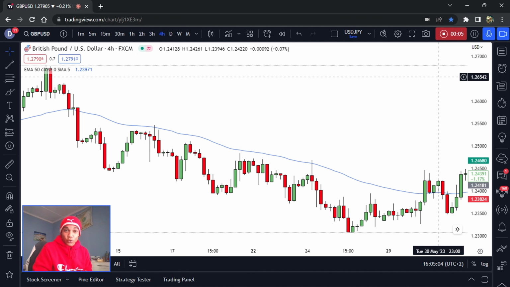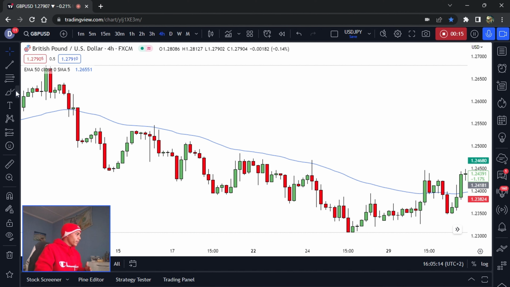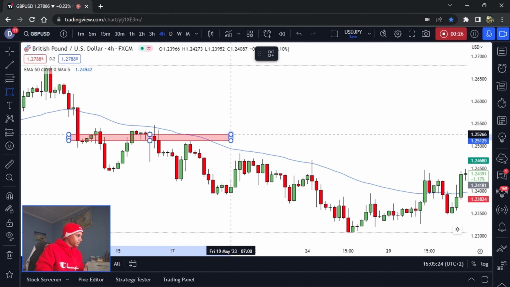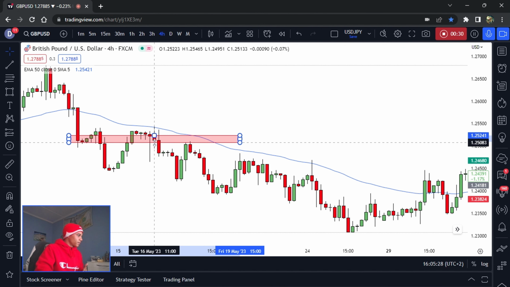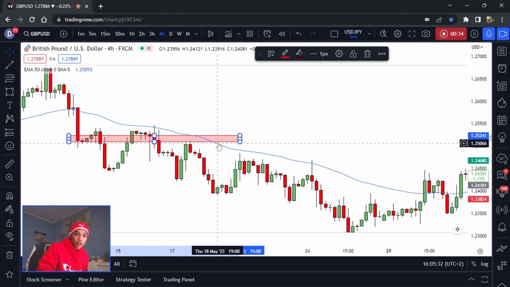The first thing we need to do to identify these levels is to draw a box. I'll show you how to draw a box and where to place it. First, find the level that was recently broken and have a level right there. So as we can see, this is the area I've just drawn.